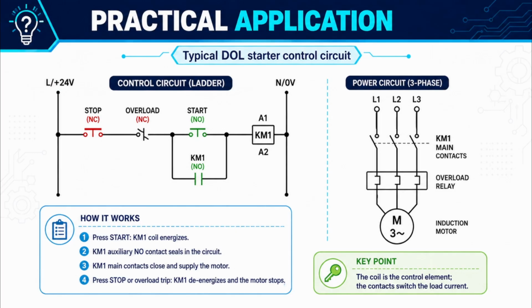Now let's look at a typical DOL starter circuit. When the start push button is pressed, the KM1 coil energizes. Its auxiliary normally open contact closes to create the holding circuit, and at the same time, the KM1 main contacts close in the three-phase power circuit, supplying power to the motor. If the stop button is pressed or the overload relay trips, the KM1 coil de-energizes, the contacts return to their normal position, and the motor stops. So the key point is, the coil controls the contactor, and the contactor contacts control the load current.